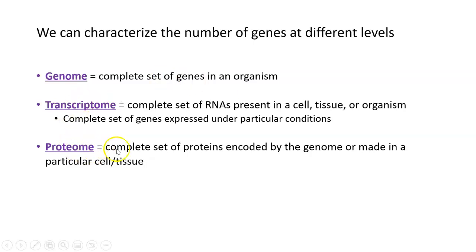And we can also study the complete set of proteins that's encoded by a genome, and that's referred to as a proteome. So genome is at the DNA level, the full set of genes. Transcriptome is the complete set of RNAs that are made in any given cell or tissue from that DNA. And then proteome is the complete set of proteins that are made from that genetic information. And we usually study proteomes at that tissue or cellular level as well, rather than over the whole organism.